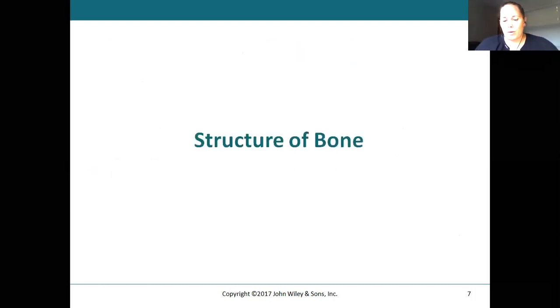Okay, so the structure of bone. So we talk about bone structure here. We're talking about the structure of just an individual bone. We're not going to be talking about kind of the bumps and curves on the bone quite yet. We're just going to be talking about essentially cross sections of the bone and what the bone is composed of, like the different cell types and such. And so what makes up a bone?